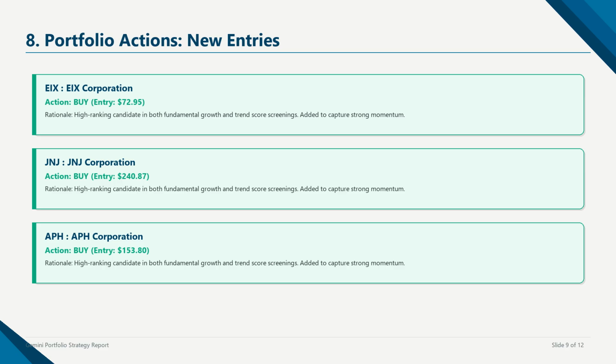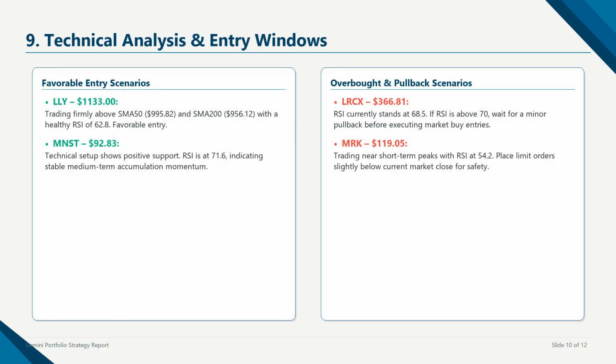For instance, entering EIX allows us to capture early-stage breakout momentum, while the other entries provide exposure to industries experiencing significant secular tailwinds. Each of these new positions is initialized at an equal target weight of 9% of our total capital. This systematic entry process ensures that we are always buying stocks at attractive technical setups with strong backing from institutional buyers, maximizing our probability of alpha generation and keeping our portfolio fresh and aligned with market leadership. Let's review the technical entry windows for these trades.